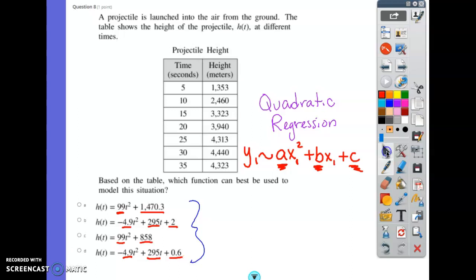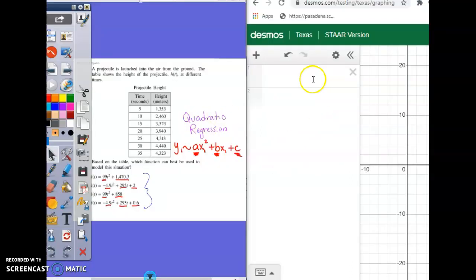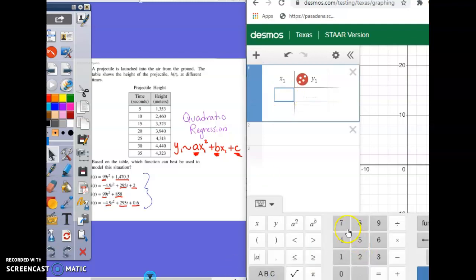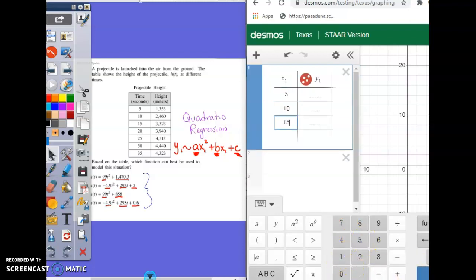Let's type it in Desmos right now. Okay, so here's my Desmos. I'm going to press the add button because I want to add a table. And I'm going to start typing my numbers in there. You can always use this keyboard if you want to. 5, enter, 10, enter, 15, enter, 20, enter, 25, enter, 30, and 35.